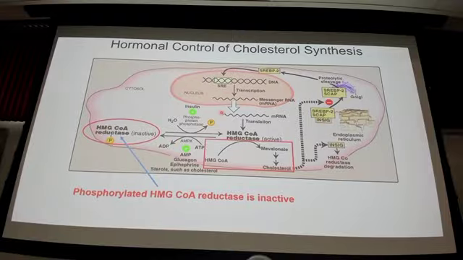Okay. And then when the transcription is happening within the nucleus, the HMG-CoA reductase comes out from that translation as active, or does it come out as the inactive form? It comes out as active. Active form. Okay. Any other questions?